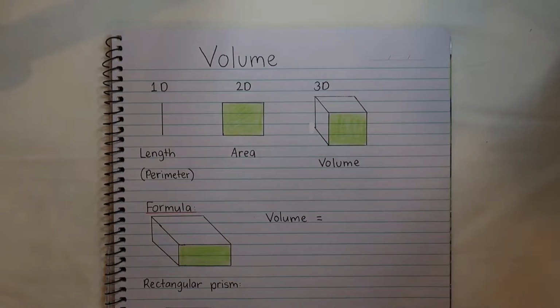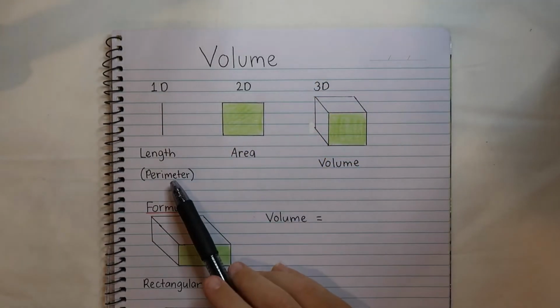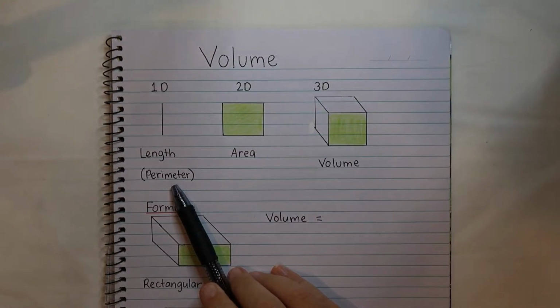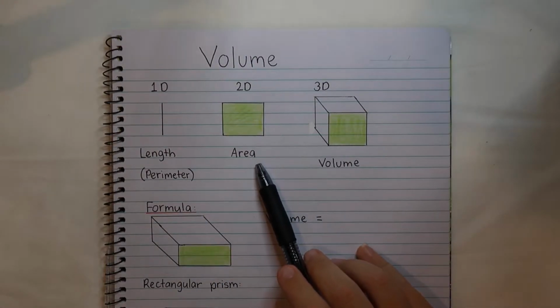So let's recap. To measure a one-dimensional object, we need a one-dimensional quantity, which we usually call length, and this relates to our perimeter. Then we have a two-dimensional object, like this square, where we can measure it by the two-dimensional quantity that we call area.